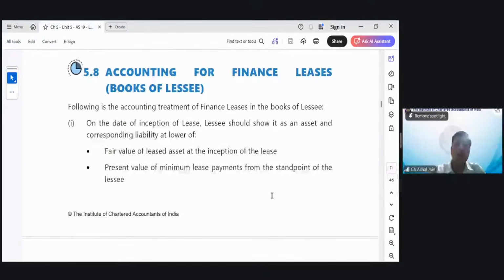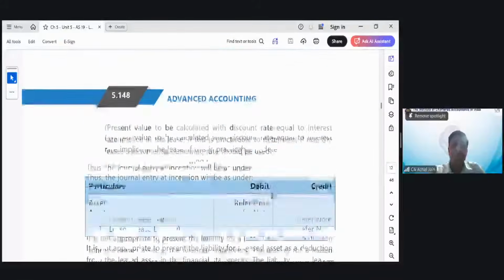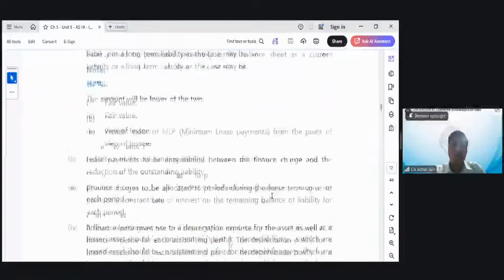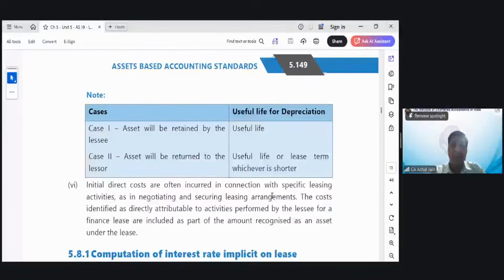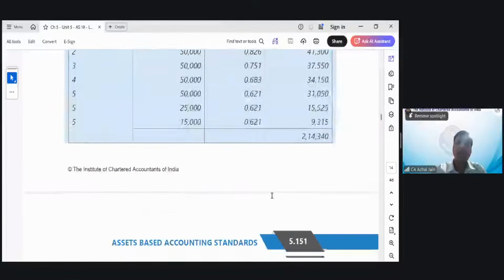So now, before we move on to the accounting requirement, which we now need to do, any questions, any doubts if you have, please let me know. Yes, over to you. Any questions, any doubts if you have, please let me know.